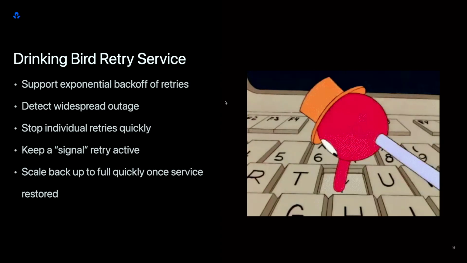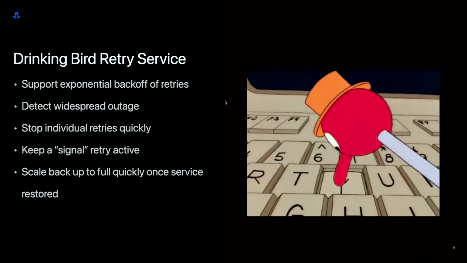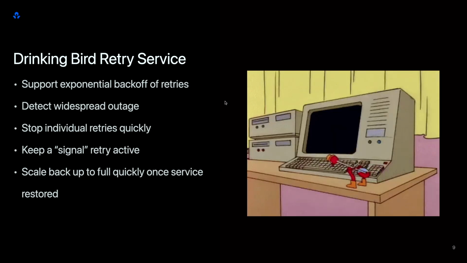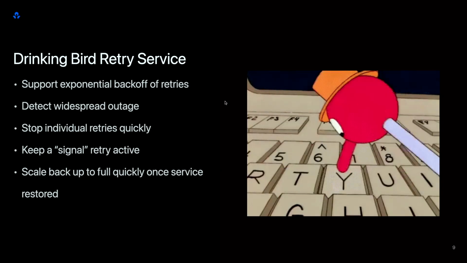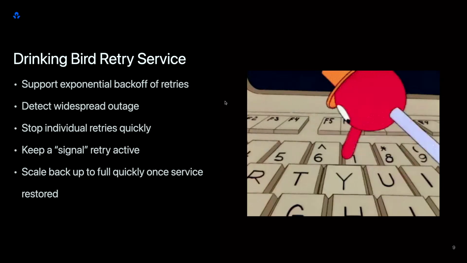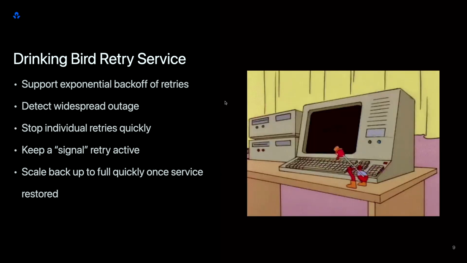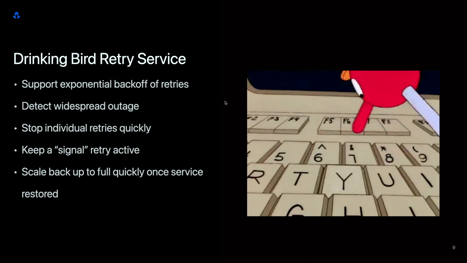But we also need some kind of way to know when things are back to normal, so that we can resume what we were doing before. But we also don't want to just jump straight back in and kill the back end as soon as we know that's happened, right? So it needs to be gradual.